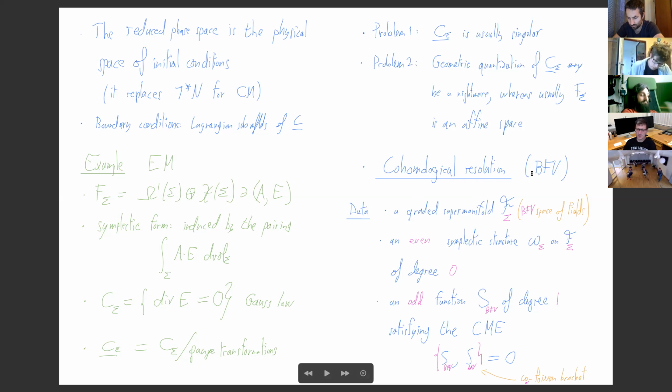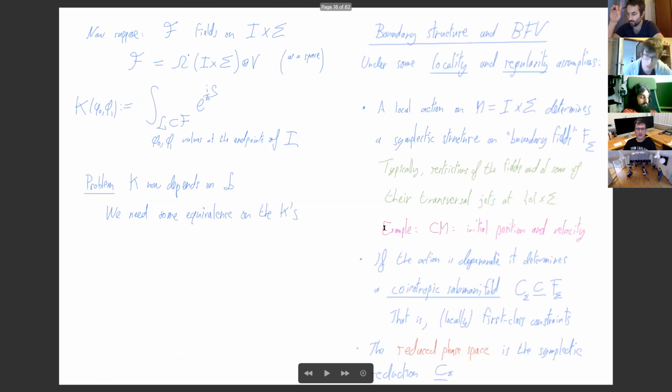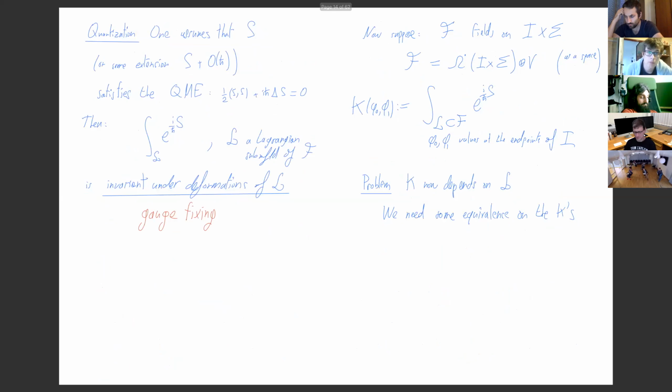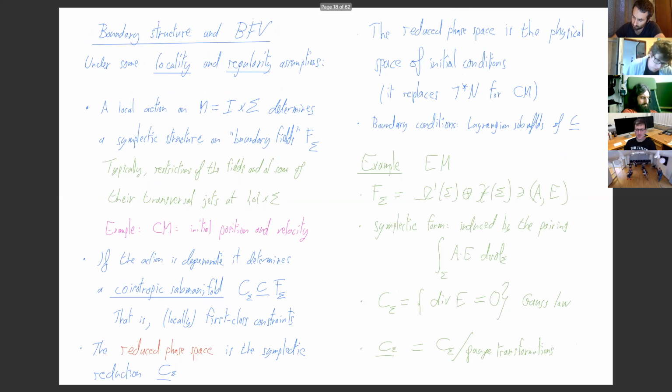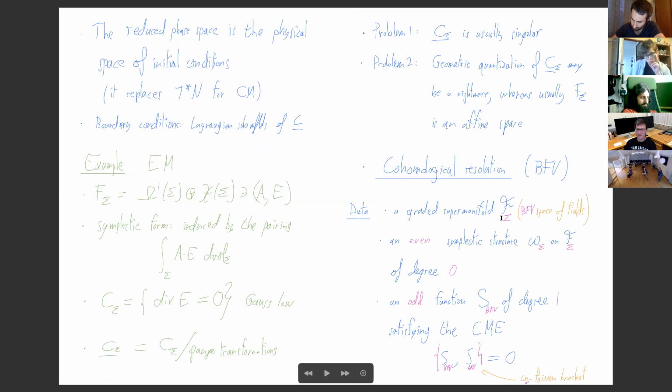So now let me explain this. First of all, let me introduce the data of a BFV space. These are the same as what we saw for a BV space, but with some changes in the condition about parity and grading. So I displayed in pink the differences.